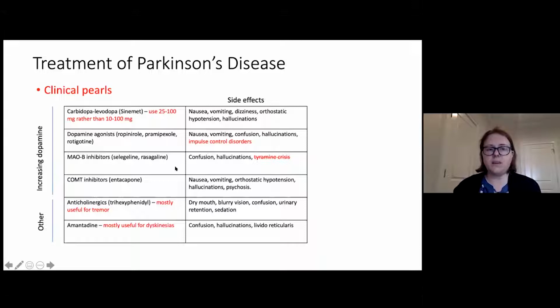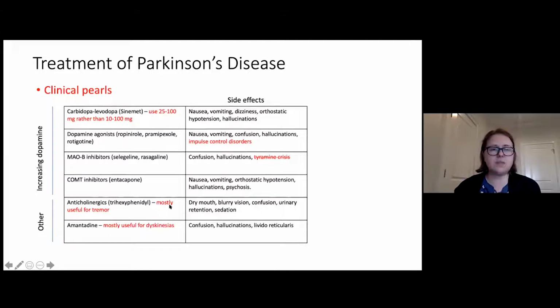The MAO-B inhibitors, this may still come up in a board type question. There's a theoretical risk for tyramine crisis. So that's why we all learned in medical school not to eat aged cheeses and salty meats and things with these drugs. I'll tell you, in practice, this is not a real thing. So this was an issue with the original non-selective MAO inhibitors, but with the MAO-B inhibitors, this is something that we really truly don't see at all, but it still sometimes comes up on the boards.